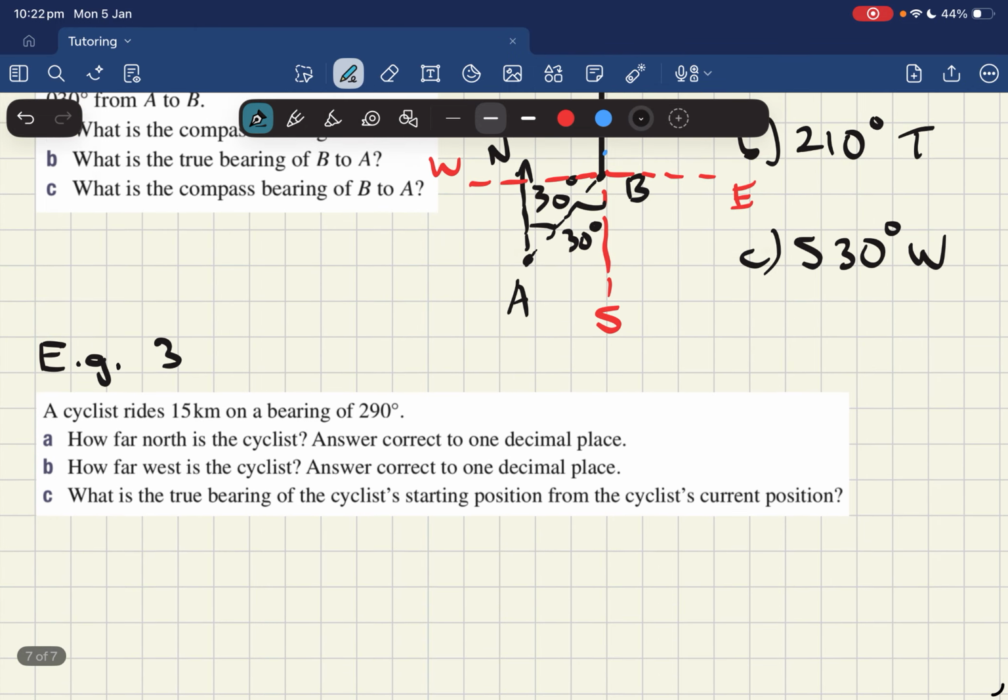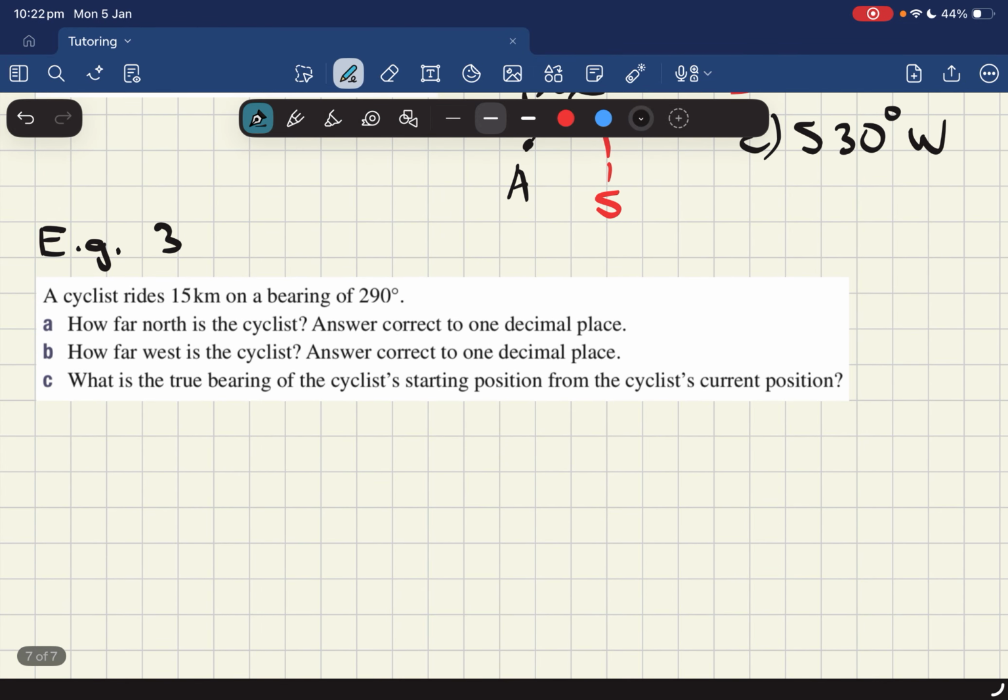Now, last question before we wrap up, we have to draw a picture, okay? So it's saying a cyclist rides 15 kilometers on a bearing of 290 degrees. So I'm going to draw in my axes just to make this easy to work with. So I have north, east, south, west.